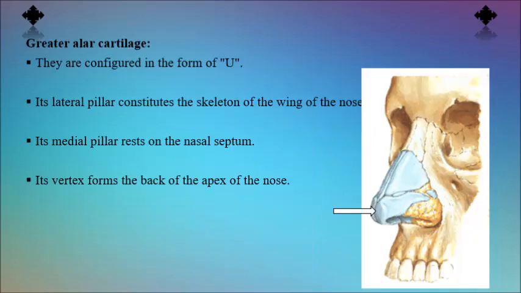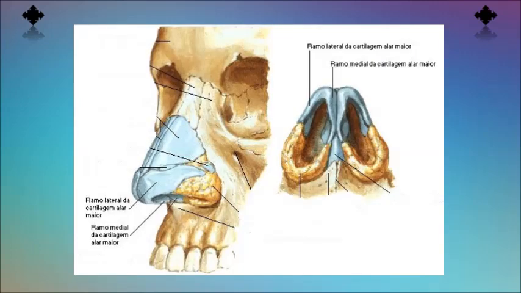The next cartilage is the major alar, which is configured in the form of a letter U. Its lateral pillar is the skeleton of the wing of the nose. Its medial pillar rests on the nasal septum. Its vertex forms the back of the apex of the nose. The arrow points to the greater alar cartilage. From this lower view you can see how they relate to each other, also with the nasal septum and above with the lateral nasal cartilage.